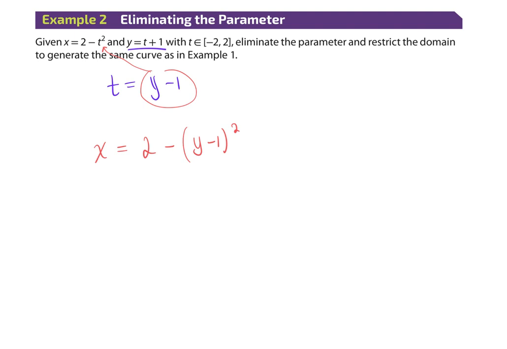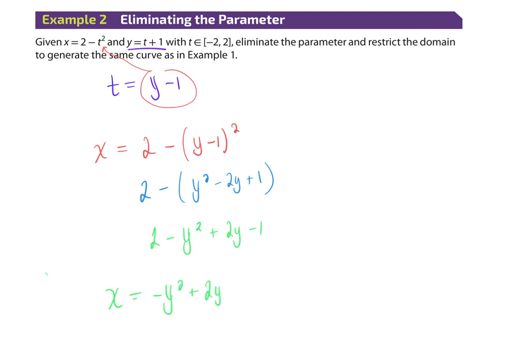Biggest problem here is going to be your negatives. So I'm going to do my square first. So I'm going to have y squared minus 2y plus 1. Don't forget that distributes through all of those. So 2 minus y squared plus 2y minus 1, and then combine like terms. So I get x equals negative y squared plus 2y plus 1. All right. And now I don't have a t at all.